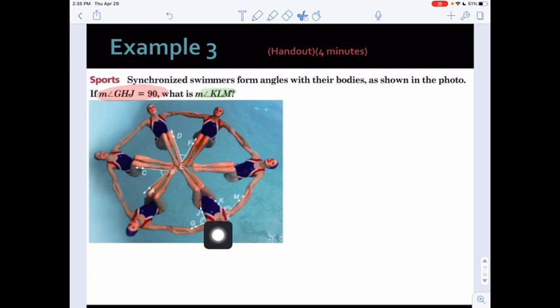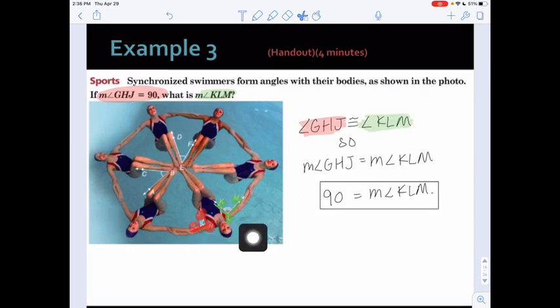The first thing I want you to notice is that GHJ has two arcs inside of it, and angle KLM also has two arcs inside of it. This means that the two angles are congruent, and therefore they must have the same measure. So I have highlighted the two angles we are looking at.